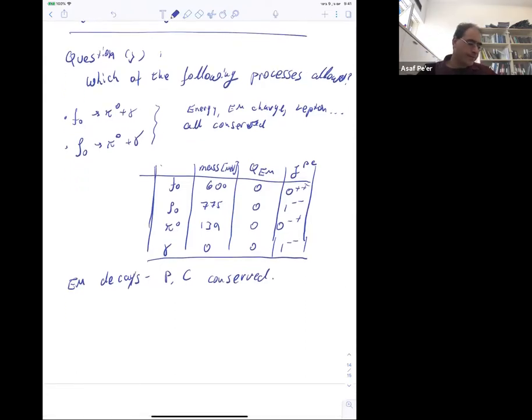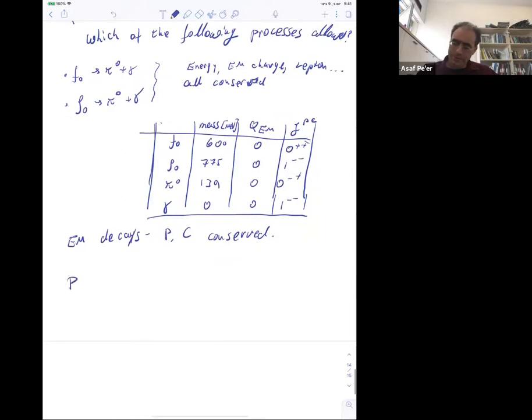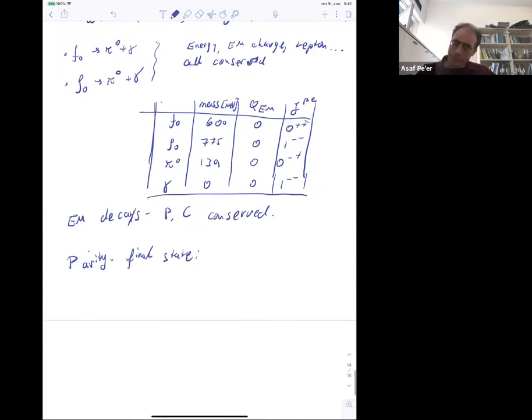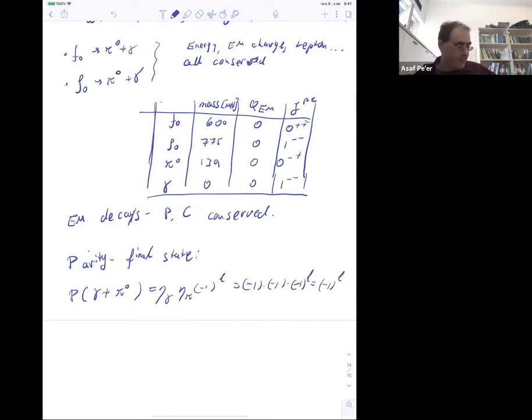Look at the parity. So what is the parity of the final state? P of photon plus pion: eta photon, eta pion, and then minus 1 to the power L. So we spoke about it already. It's minus 1 times minus 1 times minus 1 to the power L. So it's just minus 1 to the power L.